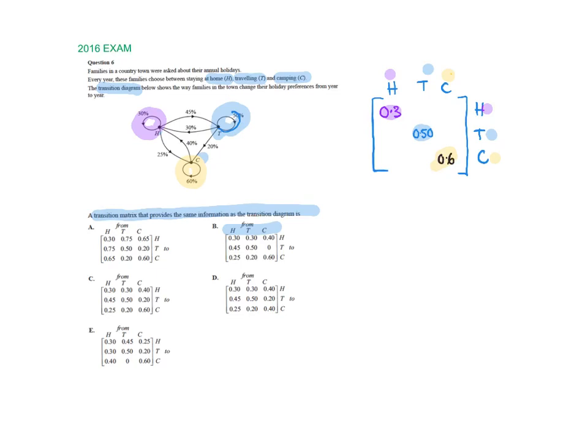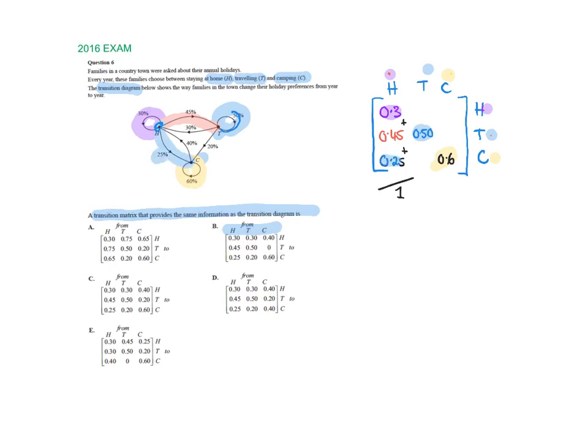Then we've got to get the rest. If I start at home and go to T, I get 0.45. Now remember, we said that these all have to add up to 1. So if I've already got 0.75, I know that this should be 0.25. And if I have a look, going from home to camping, sorry, I see that is 25%.